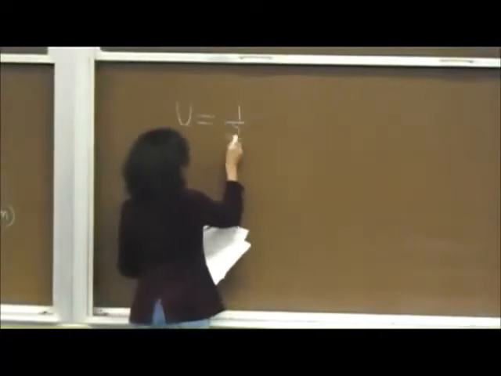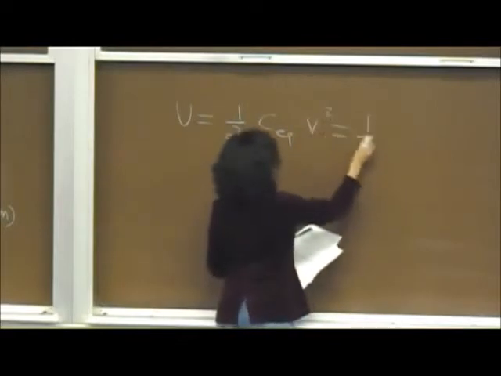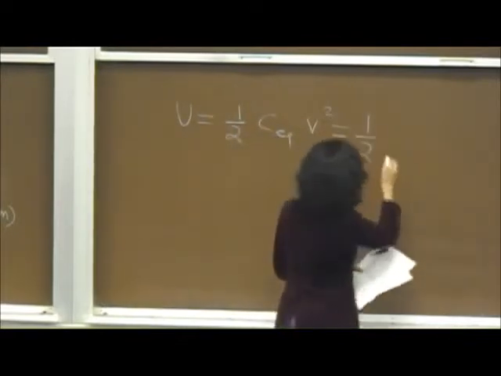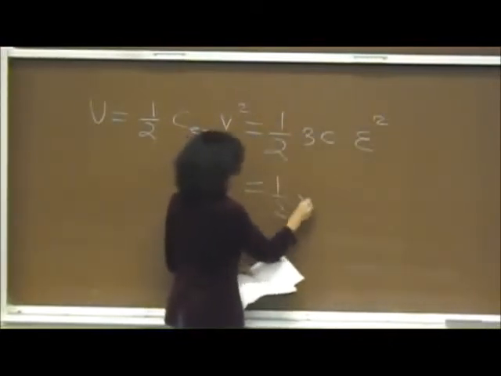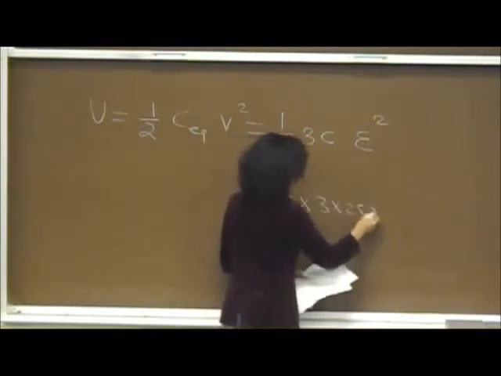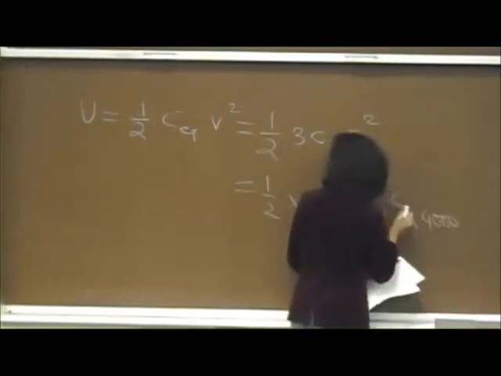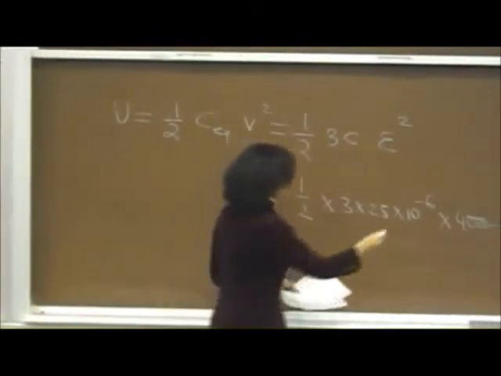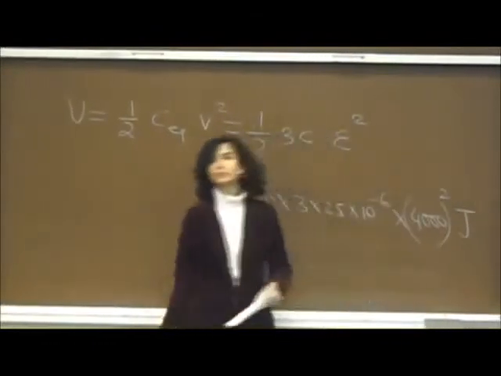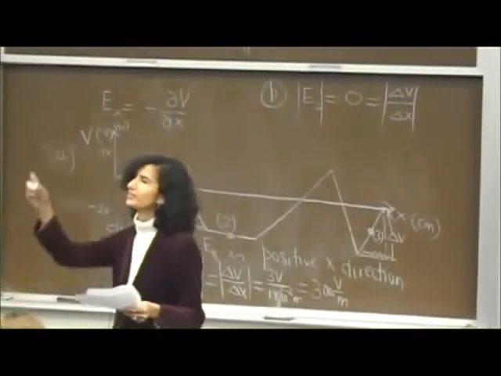Okay, so then U will be half C equivalent times V square, which is half times 3C times E square, half times 3 times 25 microfarad times 4000 volts, and this will be in joules. Thanks a lot. Half C V square. Any questions about this, folks? Please.